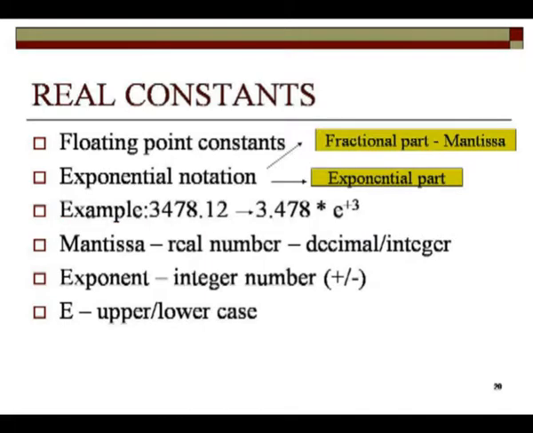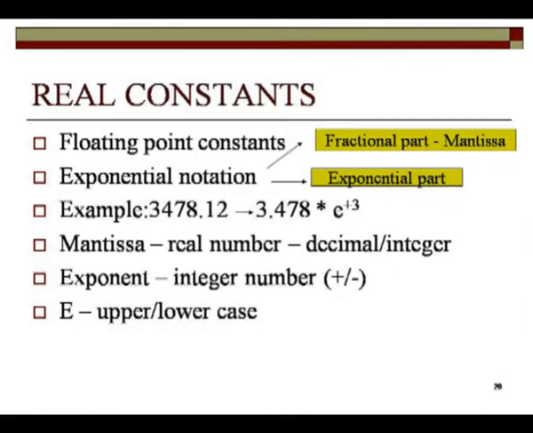Now these are the rules that govern real constants. They have to be floating point in nature. They need to have two parts, where the mantissa can be a decimal or an integer. The exponent has to be an integer. It can be positive or negative, and you have e which can be depicted in the upper or the lower case. So these are the rules that have to be remembered when we express numbers in the real constant form.